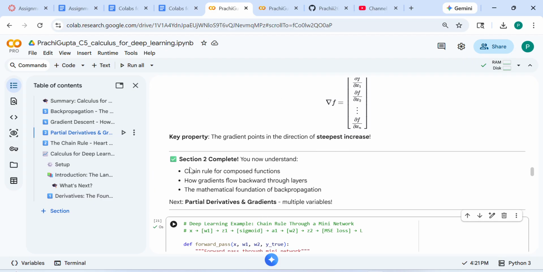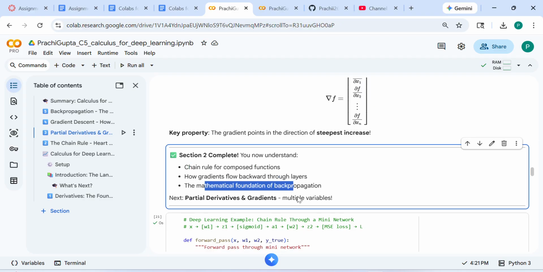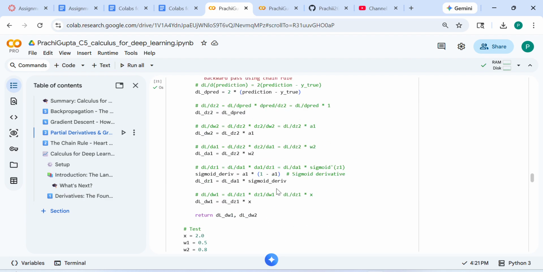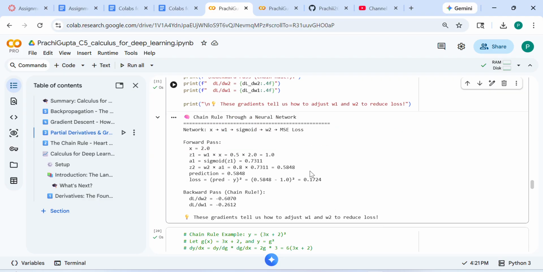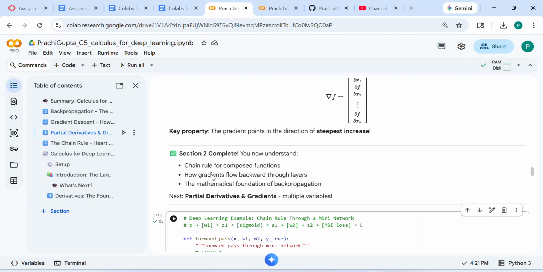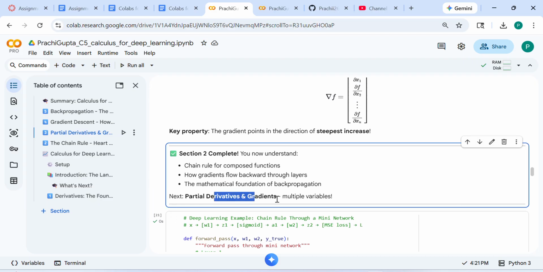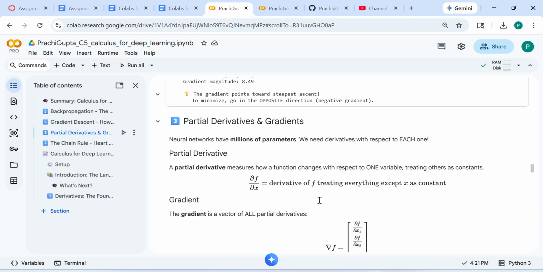And now we have understood the chain rule for composed functions, how gradient flows back through the layers, and the mathematical foundation of backpropagation, and how we calculate how much weight we need to adjust to decrease our loss. So this is how we calculate it. And next we are going to go through partial derivatives with multiple variables.